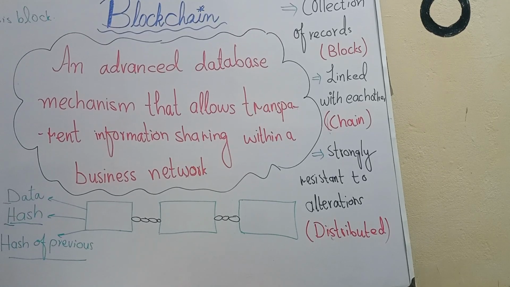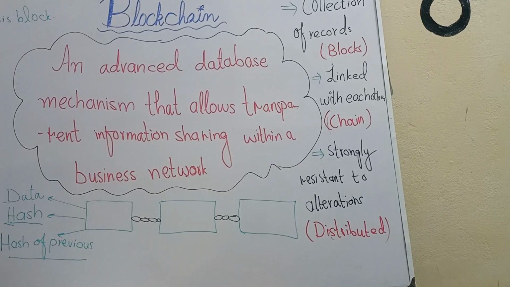So let's summarize the topic and come to the conclusion. As we have understood the concept of blockchain, we can say that it is basically of three important things. Number one is the collection of records in the form of blocks that are linked with each other, made a chain, and strongly resistant to alteration because it is distributed. As it is distributed and everyone has open access to that information, it cannot be altered. So the information stored in a block is highly secure.